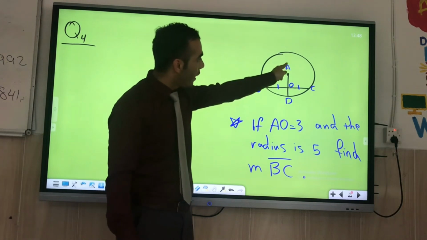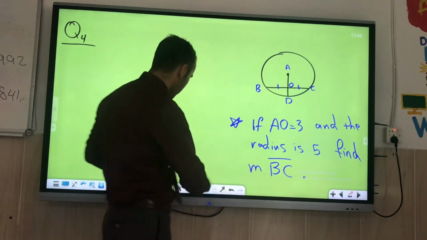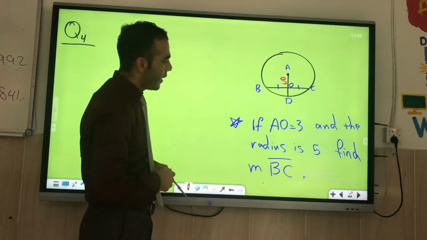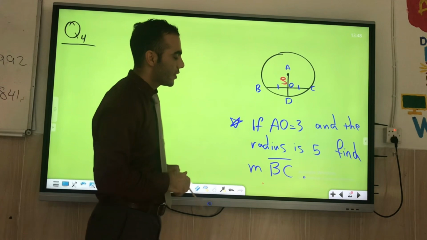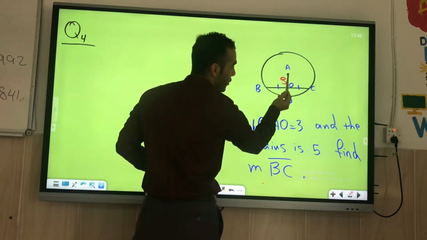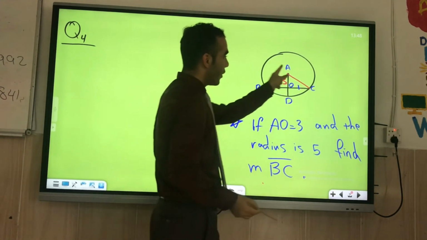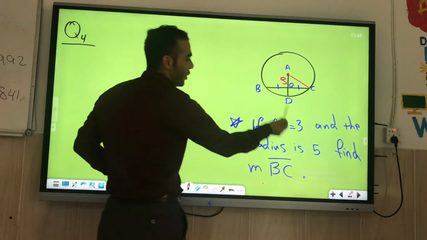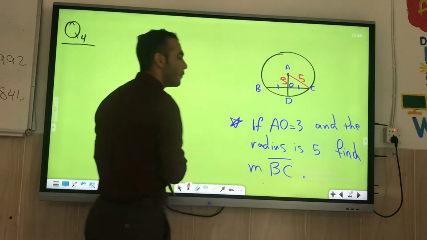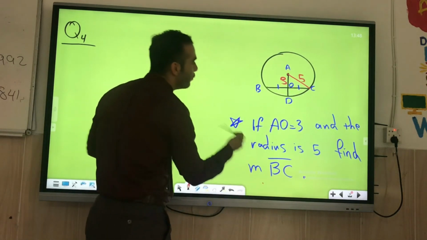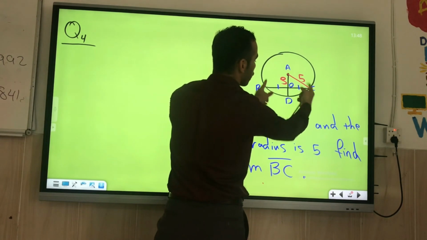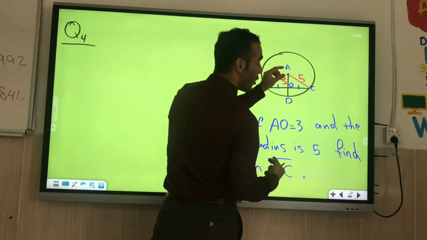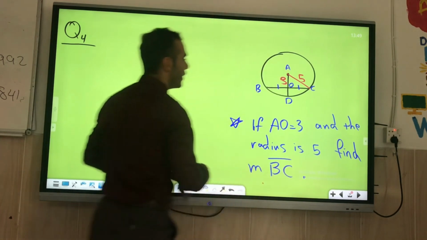If AO is equal to 3, if that part is equal to 3, and the radius is equal to 5. So the radius, guys, are you with it? The distance from A to C is the radius? Absolutely yes, so it is equal to 5. Find the measure of BC. We need to find the measure of this chord. So first of all, let's find that part and add it to itself, so it will give us the measure of BC.